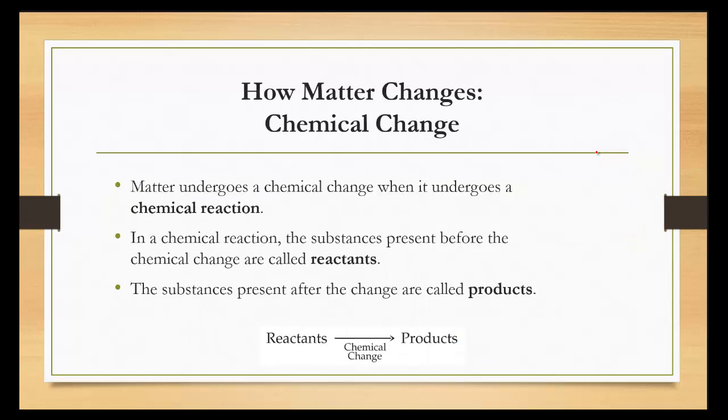Matter undergoes a chemical change when it undergoes a chemical reaction. In a chemical reaction, the substances present before the chemical change are called the reactants. Then the chemical change occurs, which is the arrow, and the substances afterwards are called the products.